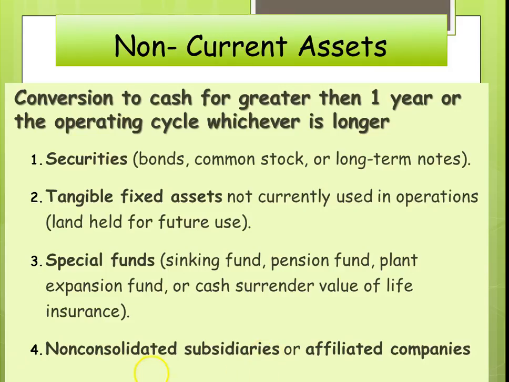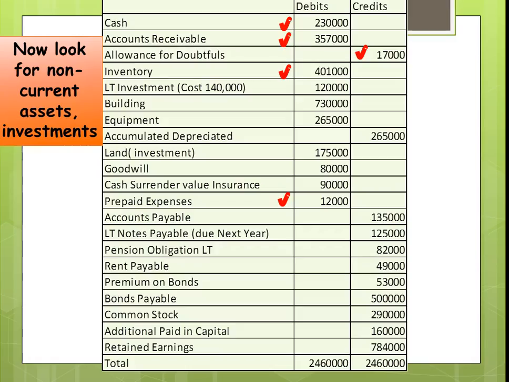Now we're going to move on to the other categories of non-current assets. So non-current, they're going to be more than 1 year. Examples might be securities, tangible fixed assets, special funds, and non-consolidated subsidiaries. That means we own more than 20%, less than 50%. So now we're going to check off any non-current assets.